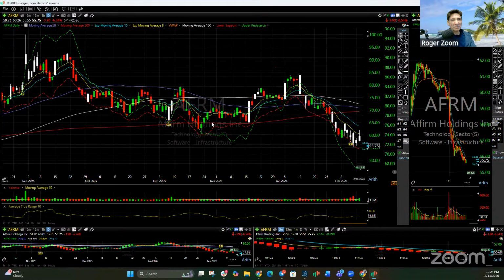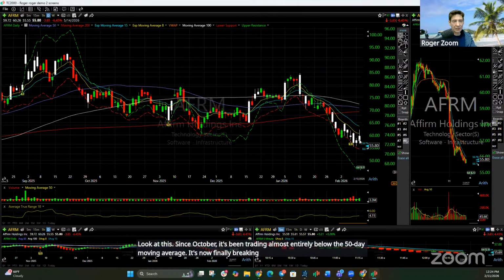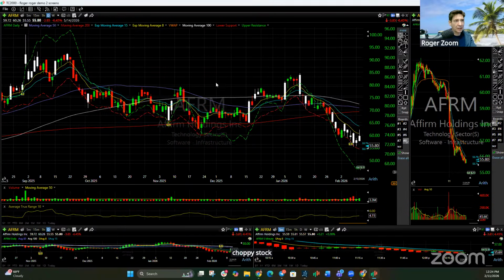Affirm. Look at this. Since October, it's been trading almost entirely below the 50-day moving average. It's now finally breaking down below this level. Choppy stock, but, nonetheless.